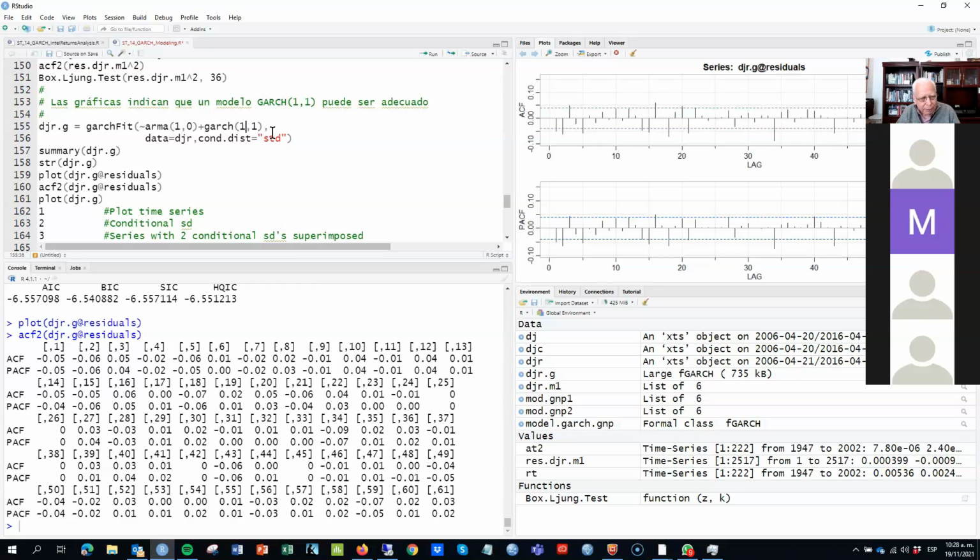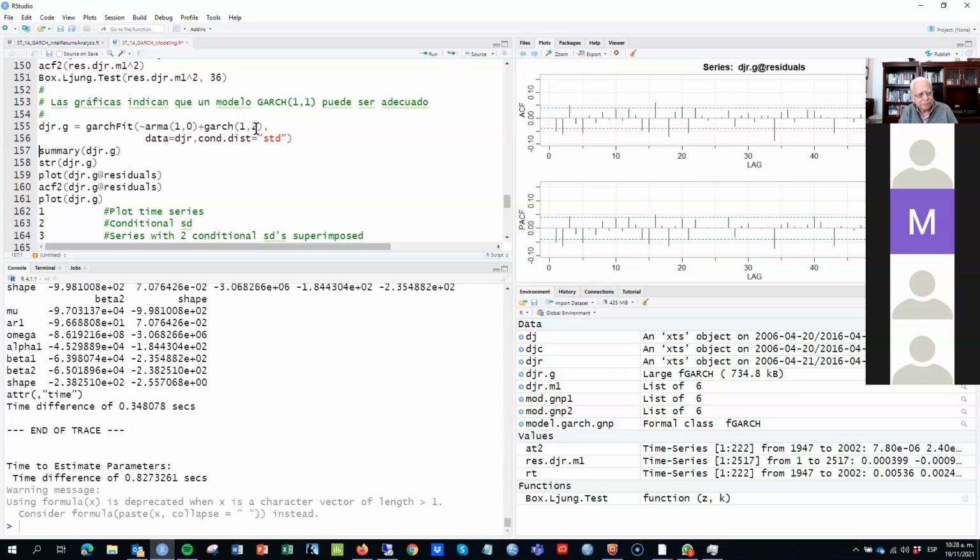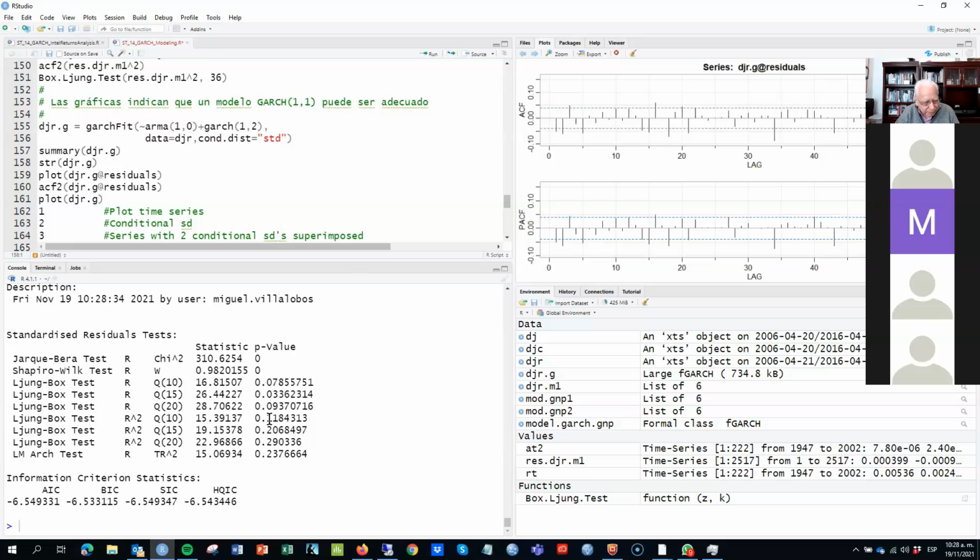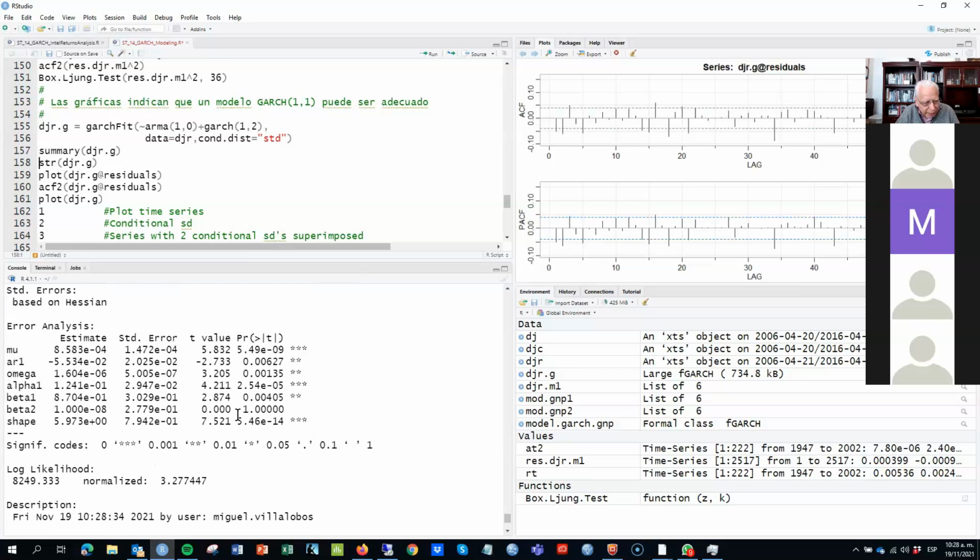We could also say, well, what if it's instead of a 1-1, a 1-2? I could do that. Look at the parameters, and now I can see that beta 2 is not significant. The p-value for the hypothesis that beta 2 is equal to 0 versus the alternative that it's greater than 0 is 0.5. So definitely not significant. So I don't need that parameter. So I go back to the original model, the 1-1, because the procedures didn't change much.